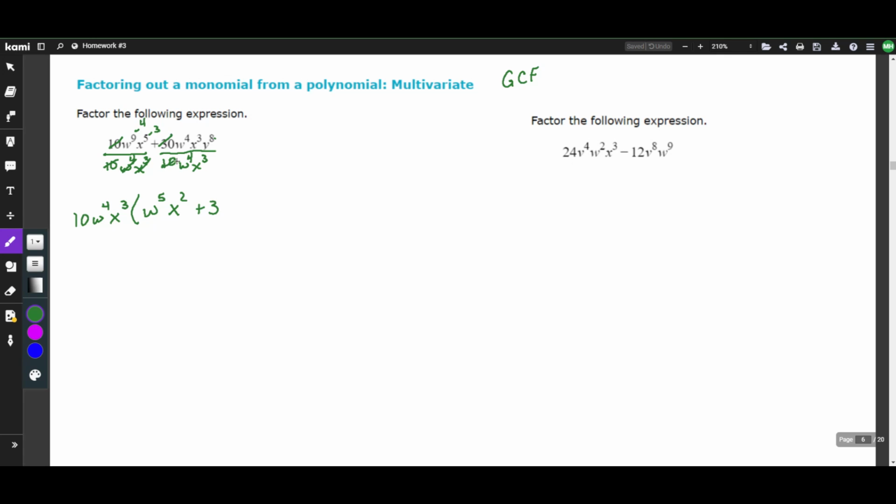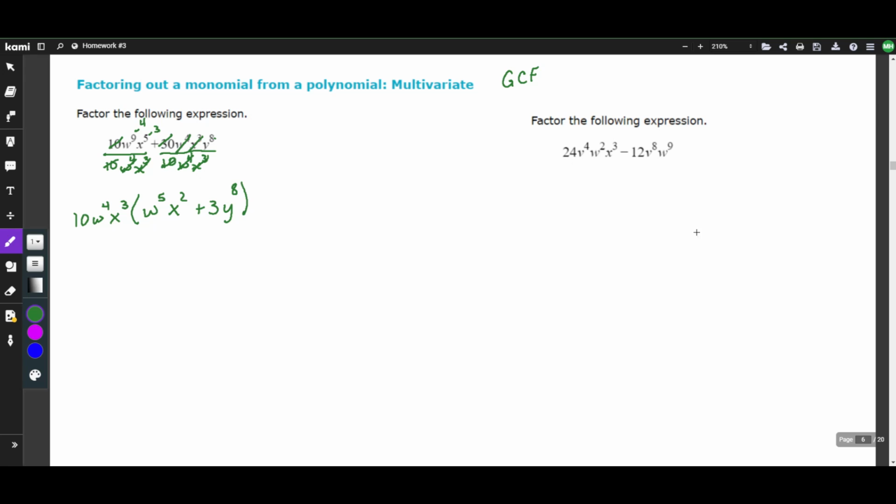Those cancel out. W to the fourth cancels out top and bottom. They match exactly, so they subtract each other out. X to the third cancels out with X to the third. And then I'm just left with that Y to the eighth that is going to be part of your other term. So GCF, and then I divide each one, I simplify each fraction, and that will be my answer.